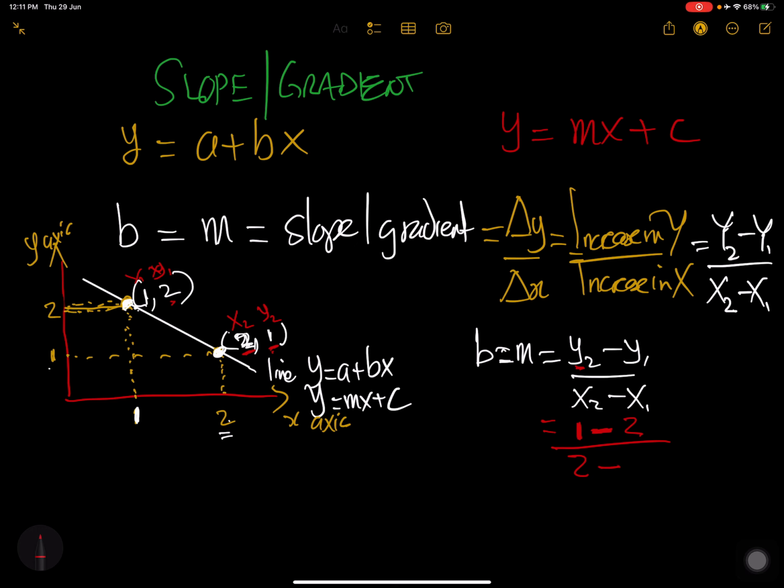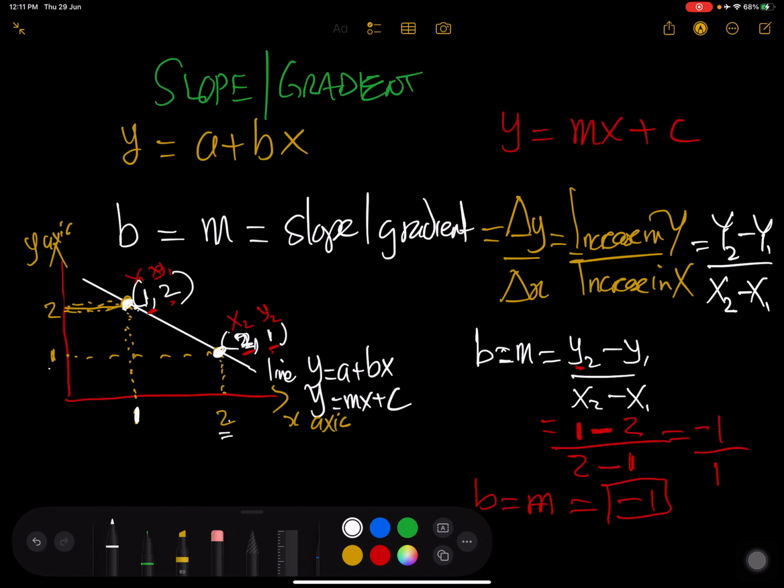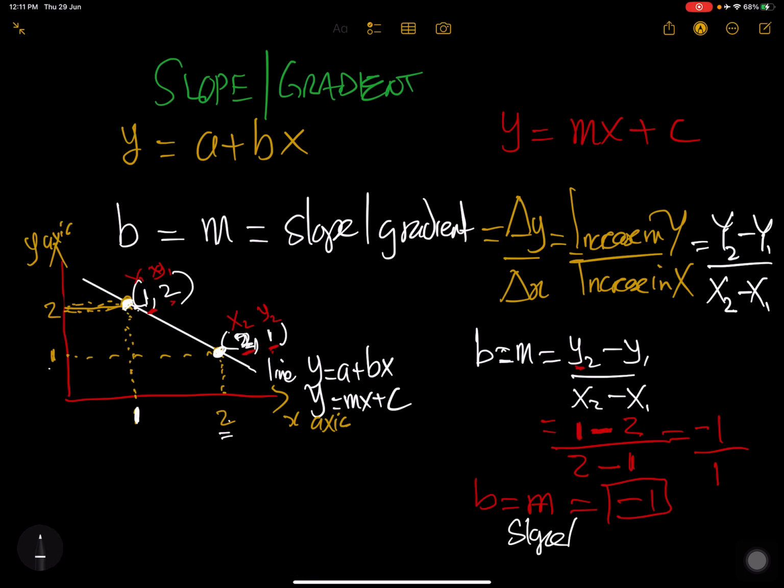Minus, we bring the minus there. And x1, where's our x1? Our x1 is 1. Put it there, and then we're going to get the top. The numerator is going to be negative 1, and the denominator is also going to be 1. And then basically, our b, which is equal to the same as the m, is the same as negative 1. So our slope or gradient is negative 1. So this is how slope or gradients are computed.